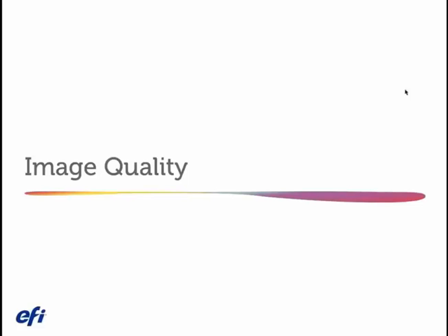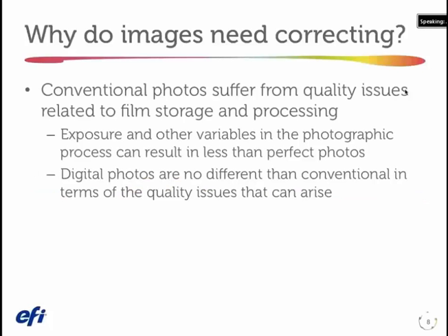Now that we understand the basic page components, let's talk about how we optimize the quality of these components. The first thing I want to talk about is images. And the first question is, why do images need correcting in the first place?